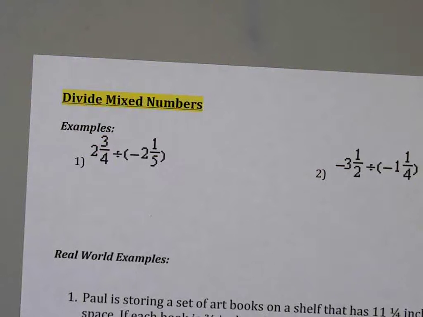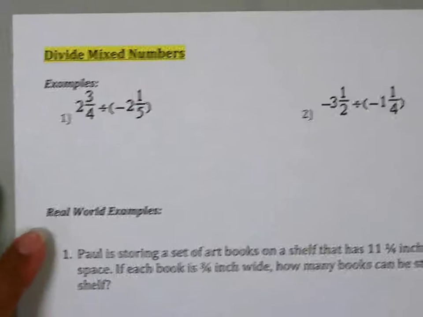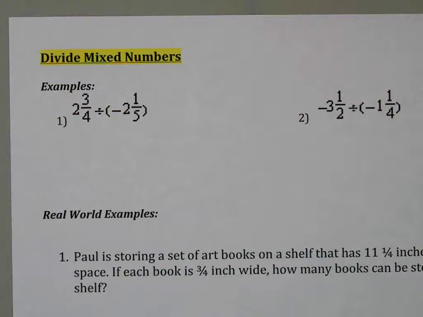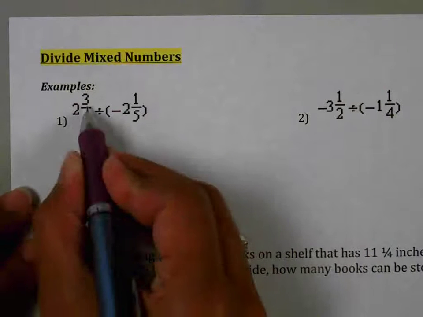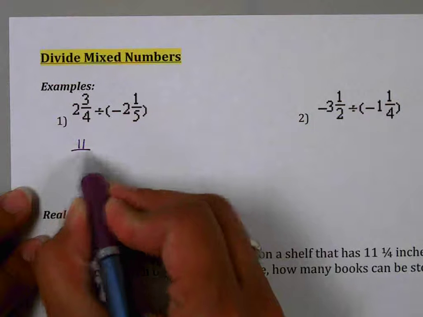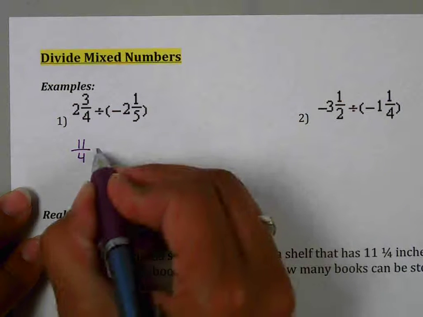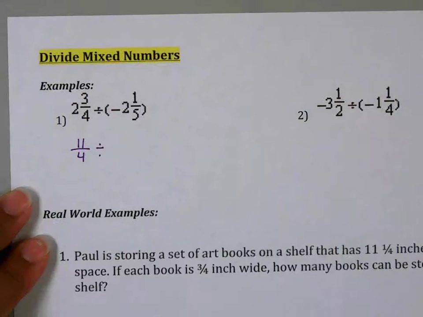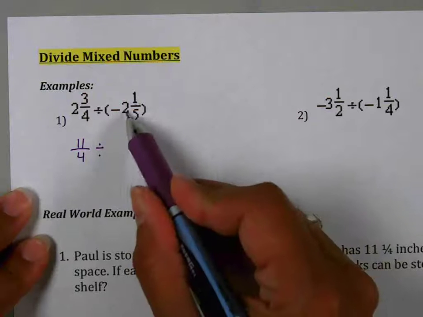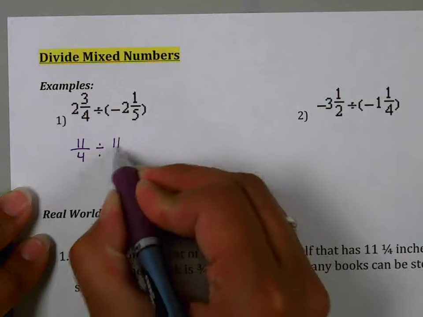Now let's divide mixed numbers. So here we have 2 3/4 divided by a negative 2 1/5. When we're dividing mixed numbers, we're going to change both of them into improper fractions. So 4 times 2 is 8, plus 3 is 11, so we have 11/4. I'm going to go ahead and keep the division for now. 5 times 2 is 10, plus 1 is 11/5.